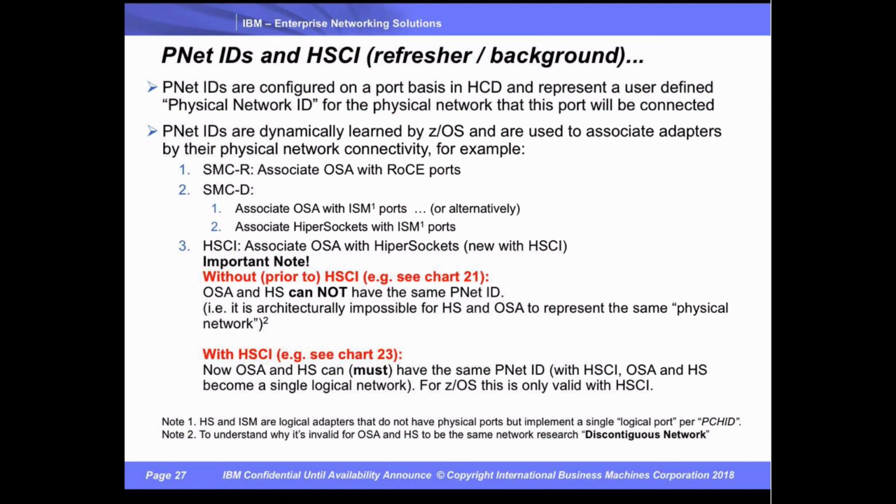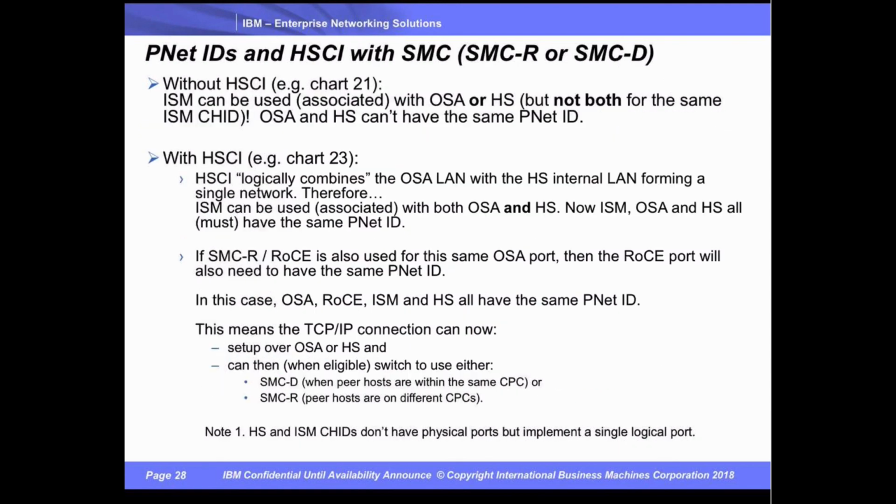I realize that, but I think if you look at the charts and look at these points made here, it will make sense to you. Now, chart 28 says, well, what if I had PNET IDs and I want to use HiperSockets Converged Interface with SMC-D? So here I provide a little bit more information, again, from the previous chart about how HiperSockets Converged Interface changes this. Again, refer back to chart 21.